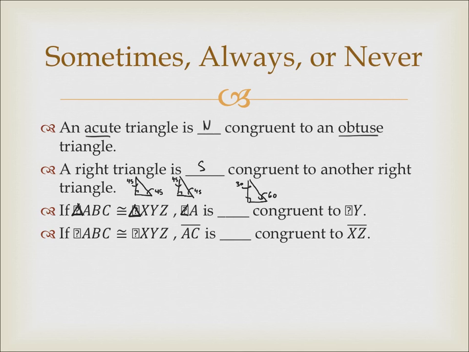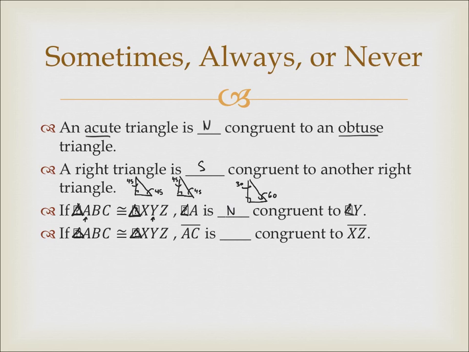Fix my symbols. Okay, these last two. So if triangle ABC is congruent to XYZ, then angle A is congruent to angle Y. That's not correct because my two angles do not match up in my congruency statement. So this will never be true.